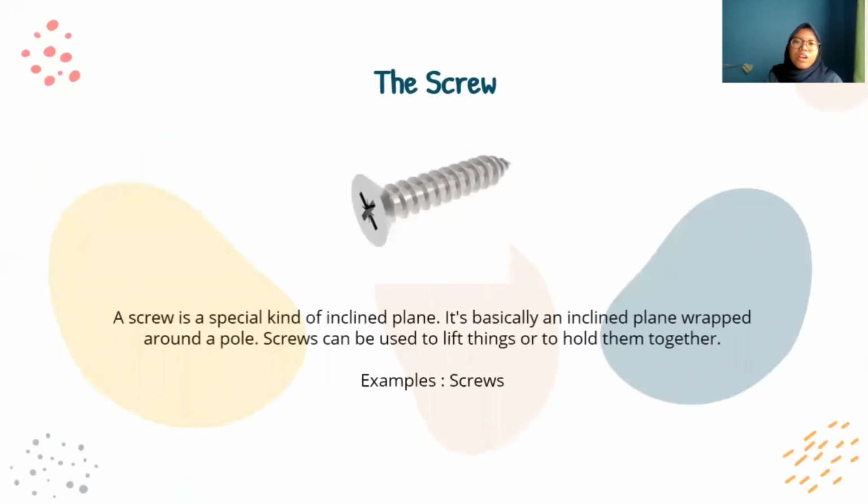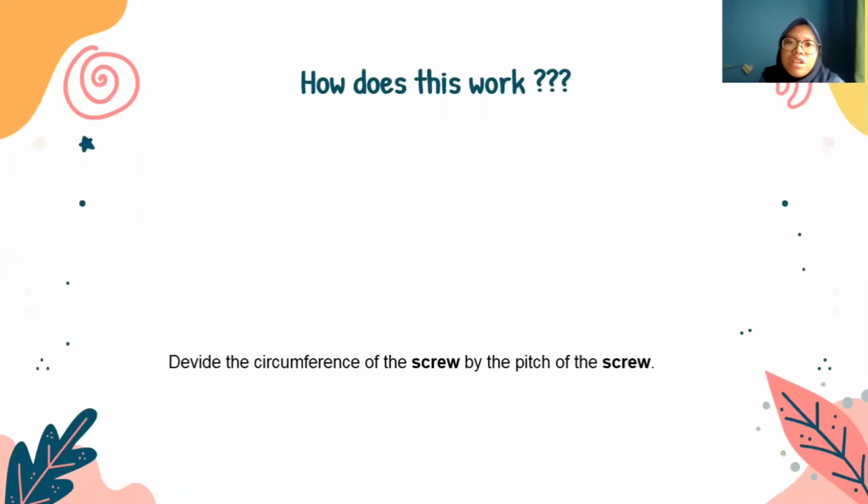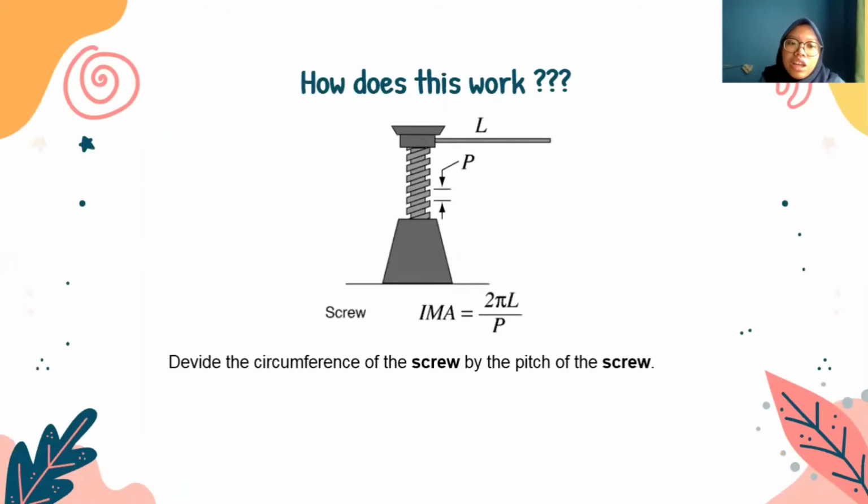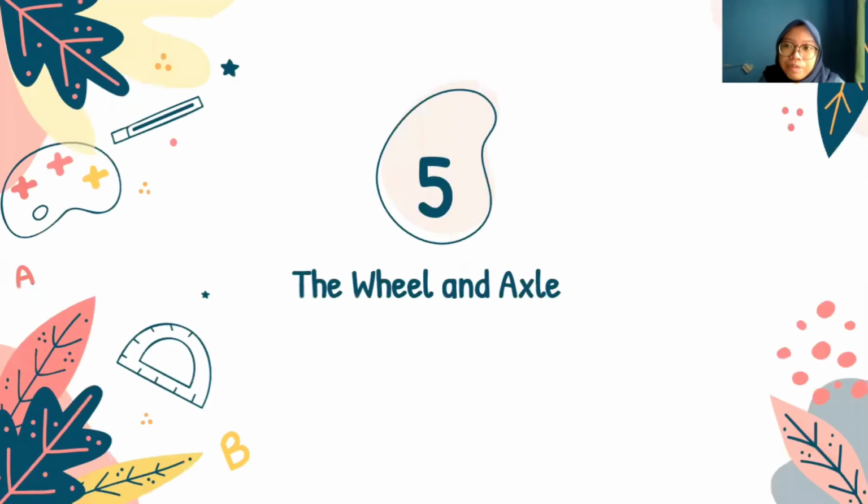What is the screw? As you can see, a screw is a special kind of inclined plane. It is basically an inclined plane wrapped around a cylinder. A screw can be used to lift things or to hold them together. The example is the screw itself. How does the screw work? We can calculate the ideal mechanical advantage by dividing the circumference of the screw by the pitch of the screw.